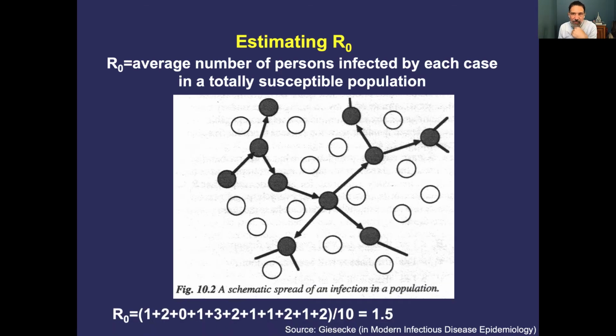And if you do that for this particular infection, you would add up all of the infections resulting from each case and take the average by dividing by the number of cases. And in this case, you get an R naught of 1.5. So each of these, whatever agent this is, each of these cases result in an additional 1.5 new cases on average.